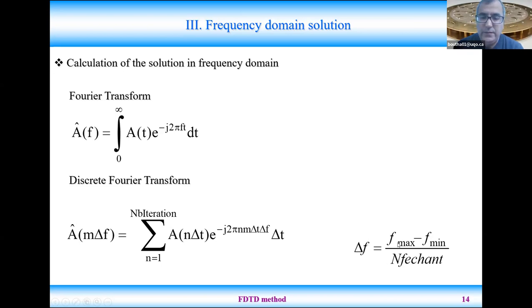And the delta f is f max minus f min divided by the number of samples. That number of samples is actually arbitrary. We can choose it very large. That means when we get the solution in the time domain, we have a solution for any frequency, like getting a result that is almost continuous.